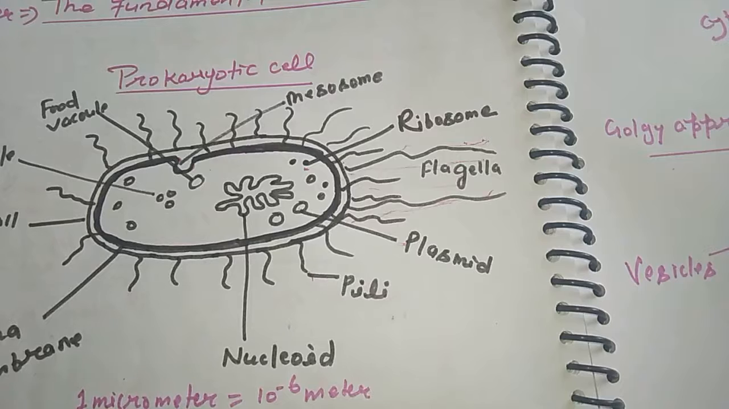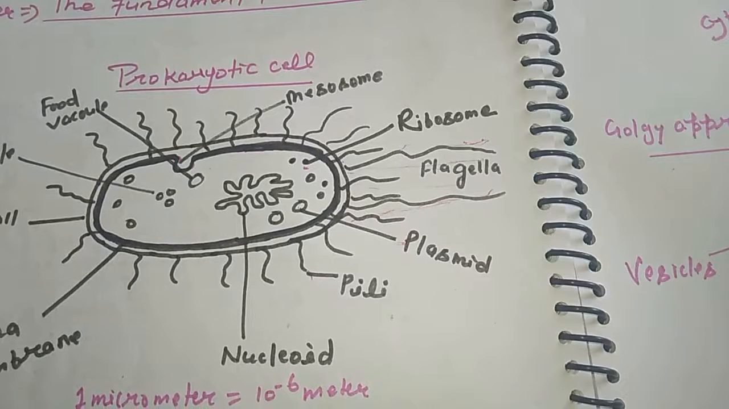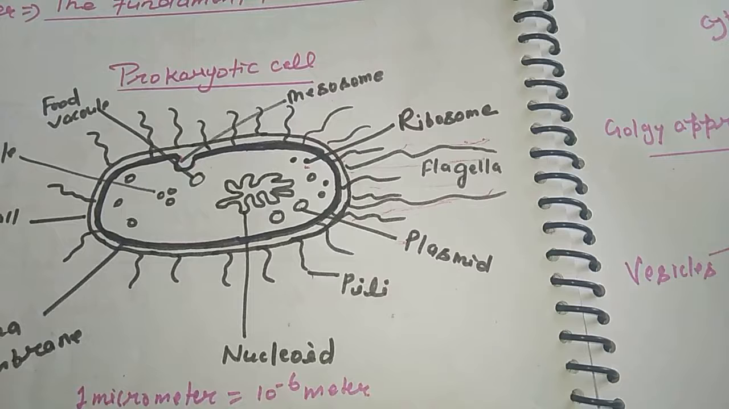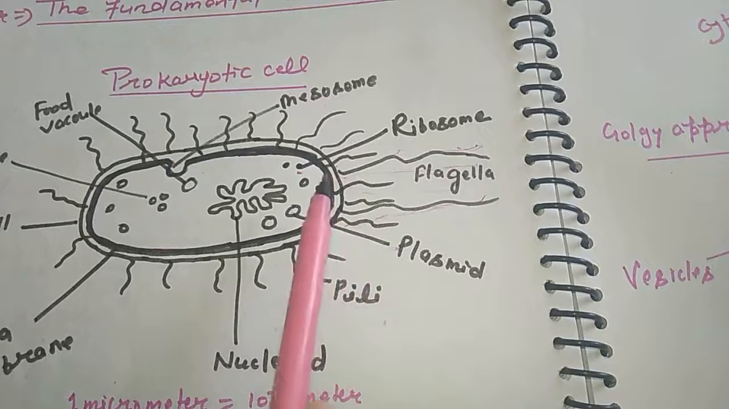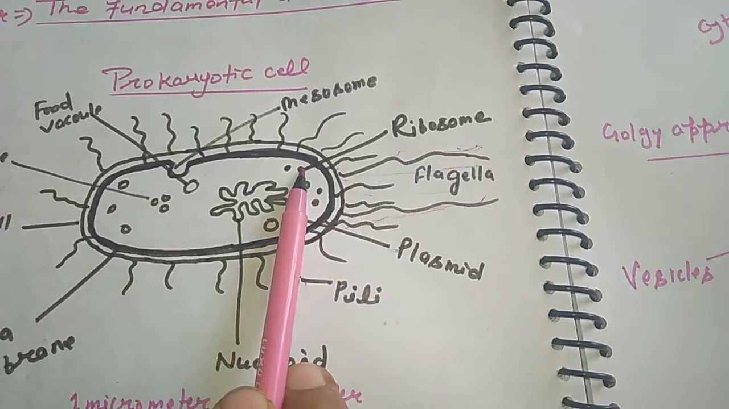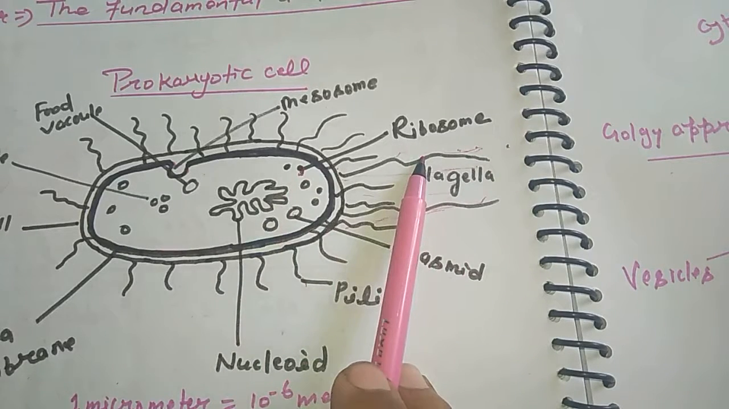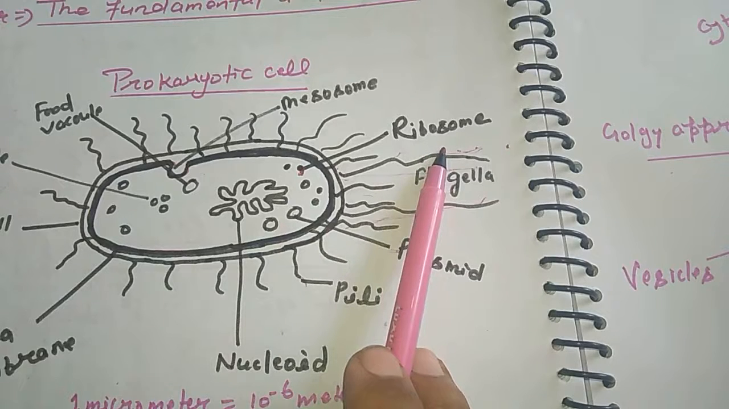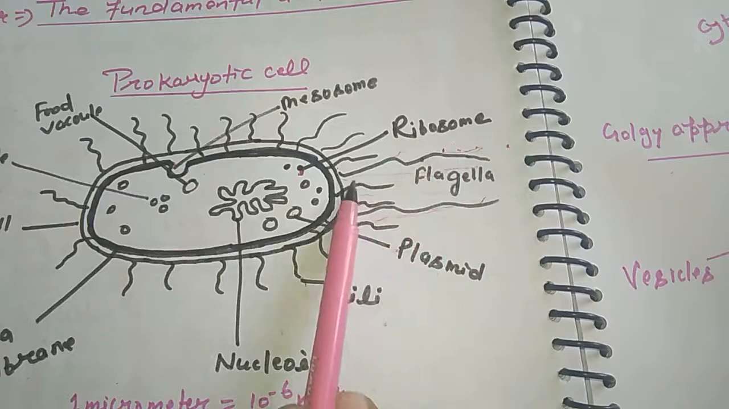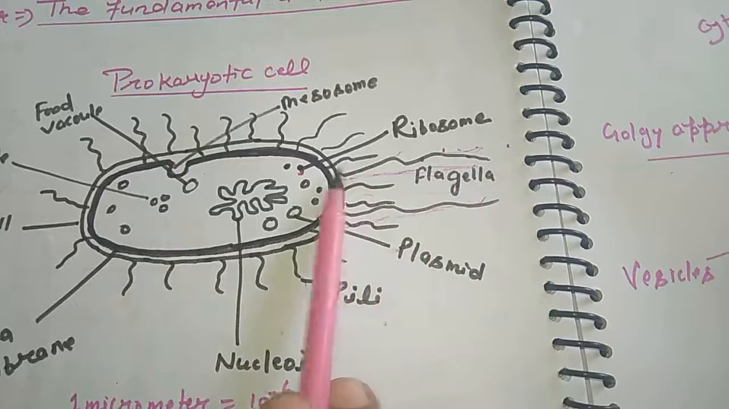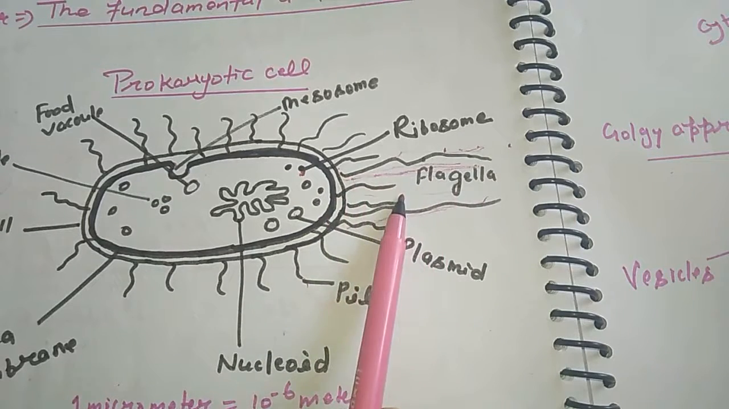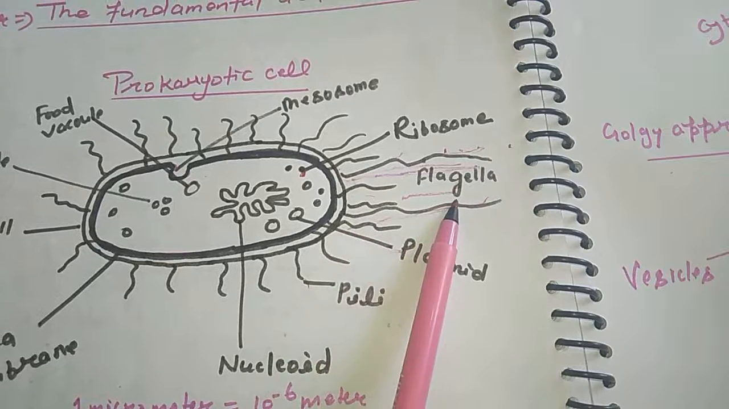So students, now you understood that the size of the prokaryotic cell is very small as compared to the eukaryotic cell, right? Now look at the diagram. This dot-like structure of the prokaryotic cell in the cytoplasm is called ribosome. Ribosome, you already know, is the protein factory of the cell. These fiber-like structures are called flagella. Flagella help in the movement of the prokaryotic cell.